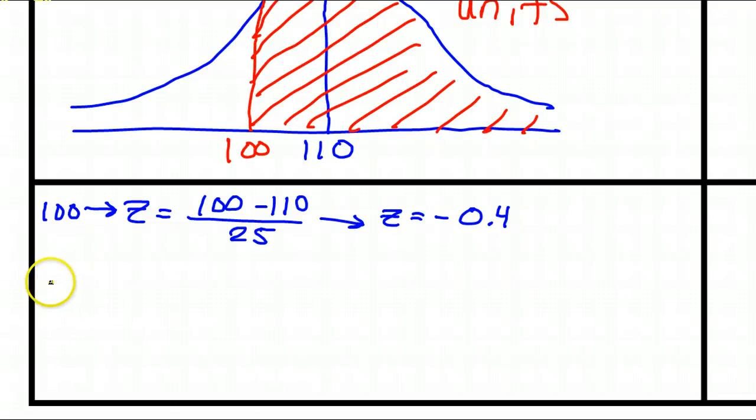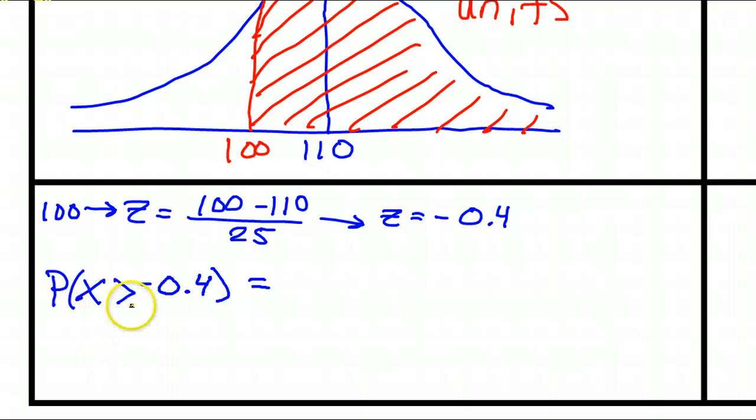Let's go ahead and use our symbols to show what we're looking for. We're looking for the probability that x is greater than 100. Wait, I shouldn't have put 100 just then. We're dealing in z-scores now. So we're looking for the probability that z is greater than negative 0.4. Almost messed up right then.